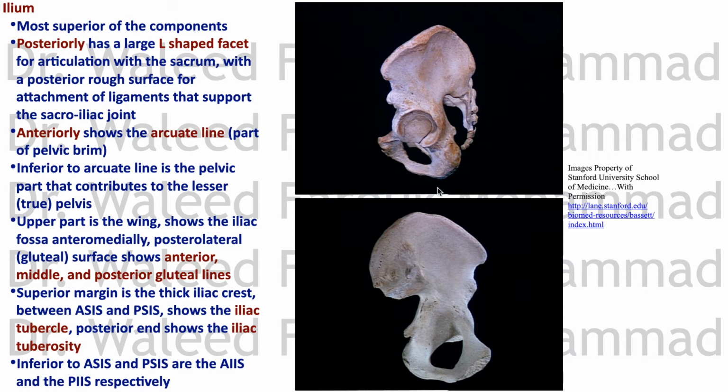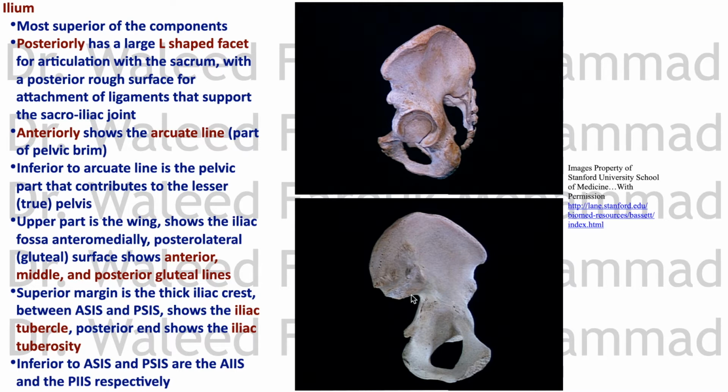Okay, inferiorly it has the arcuate line. You can see this arcuate line. It continues with the pectineal line of the pubic bone and the pubic crest. This is the pelvic brim, and actually these are called the linea terminalis of the ilium. Below that, the part of the ilium forms part of the true pelvic wall, I'm referring to the true pelvis, the one with all walls all around, not like the false pelvis at the top. We will study this later in the articulated pelvis.